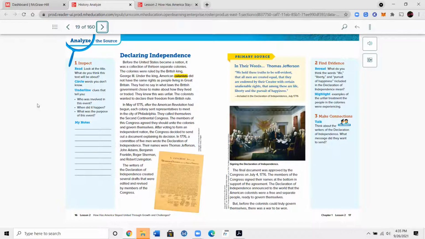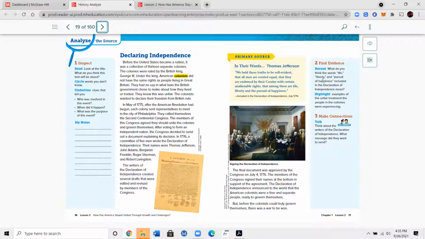In your workbook, we're going to hop over to page 16 and start reading. Again, pay attention to the blue bars on the side of your page, and we're going to follow those in our workbooks as we read. Look at the title. What do you think this text will be about? Circle words that you don't know. Underline clues that tell you who was involved in this event, when it happened, and what the purpose of this event was.